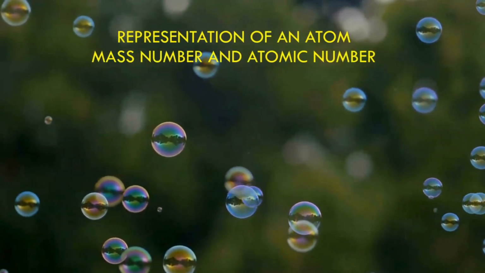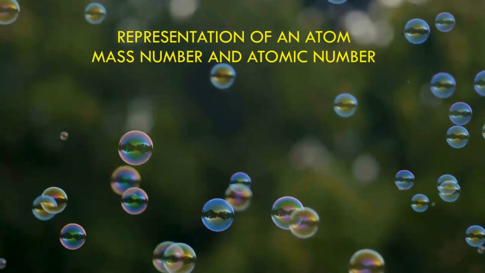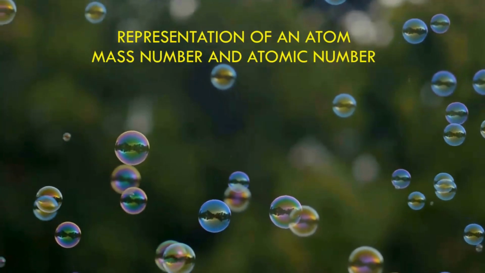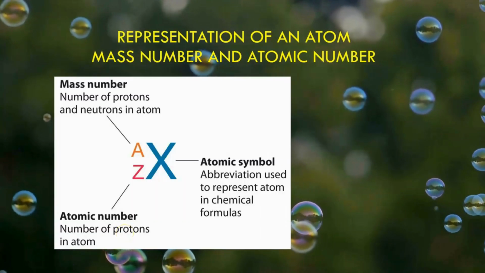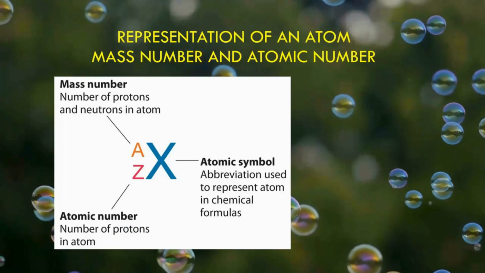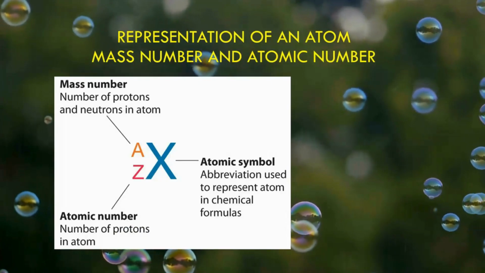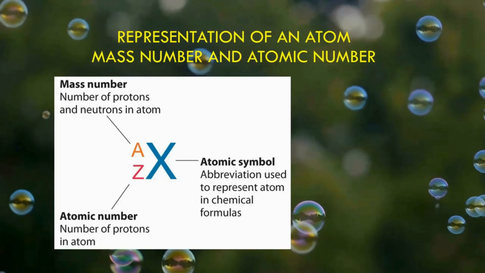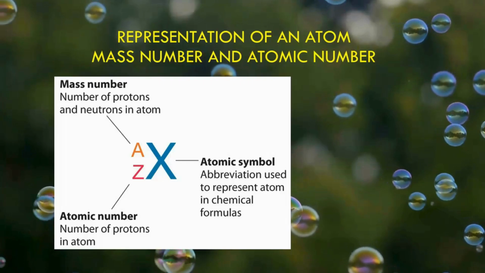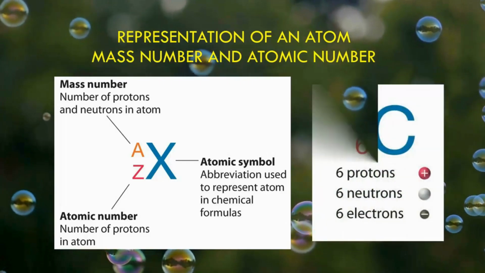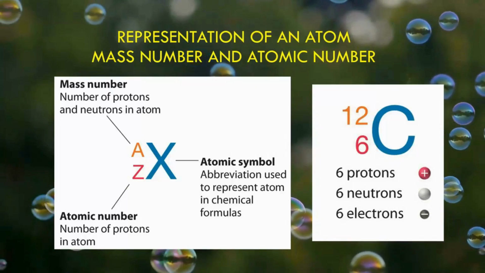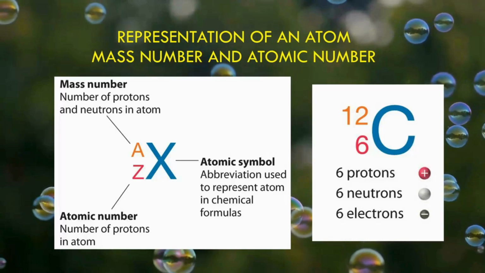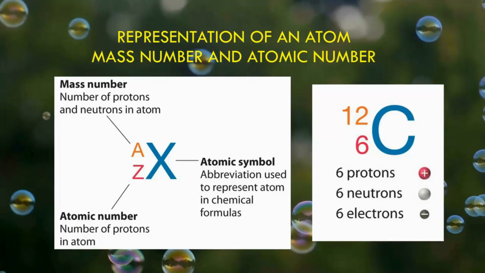How to represent an atom? Before that, we should know what a mass number and atomic number are. Mass number denotes the number of protons and neutrons in an atom, and atomic number denotes the number of protons in an atom. So this X shows the symbol of an element, and the mass number is written at the top and the atomic number at the bottom. For example, you can see here the carbon atom, represented as C, which denotes the symbol of the element carbon. 12 is the mass number of carbon, and 6 is the atomic number.